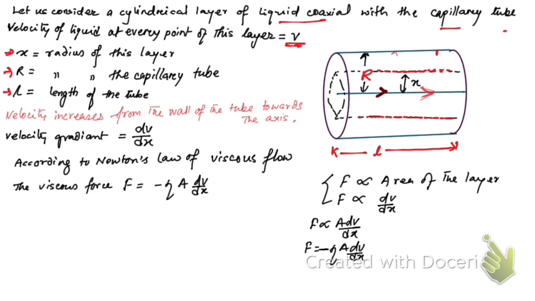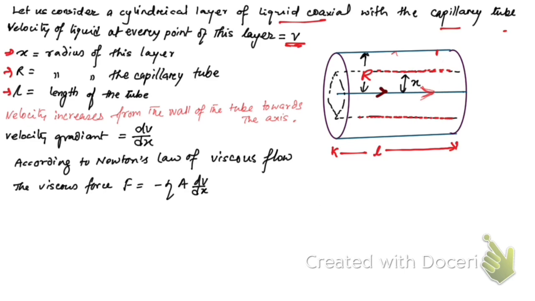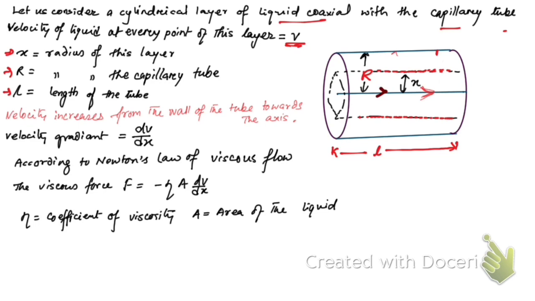So now let me clean these things, just wait. Here this eta is the coefficient of viscosity, and A is the area of the liquid layer, and dv by dx is the velocity gradient. We have already got that, right?